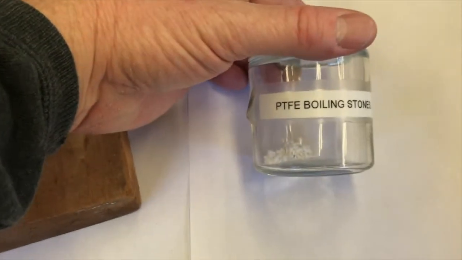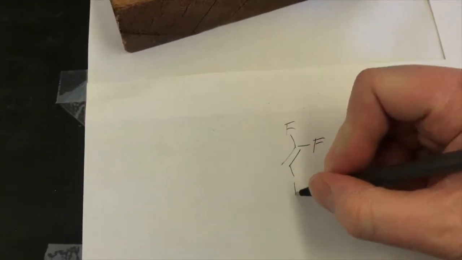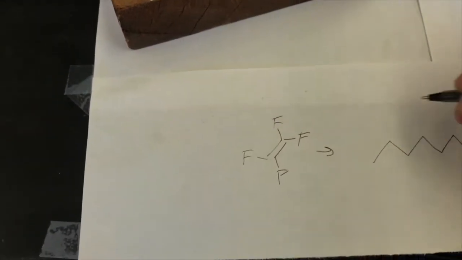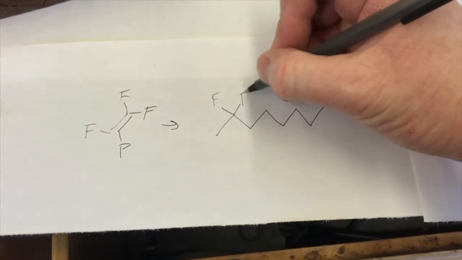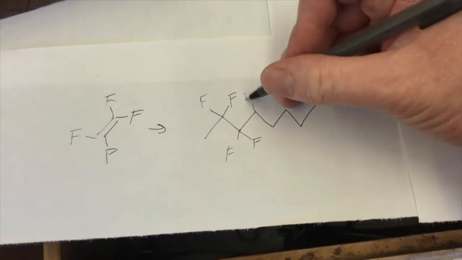PTFE, polytetrafluoroethylene. Well, what that is, it's a polymer of tetrafluoroethylene. Here's tetrafluoroethylene. When you polymerize this, it becomes a long polymer, and it's like you'd expect a hydrocarbon alkane, but it's not a hydrocarbon, it's a fluorocarbon. So no hydrogens, fluorines on all the carbons.